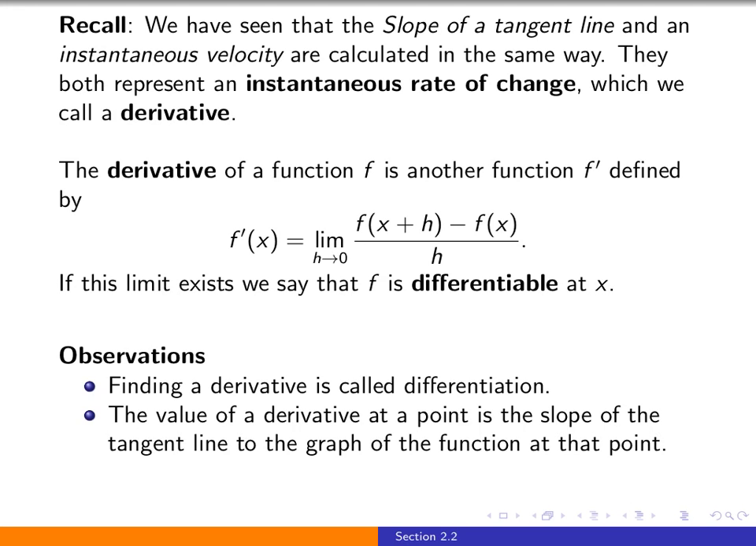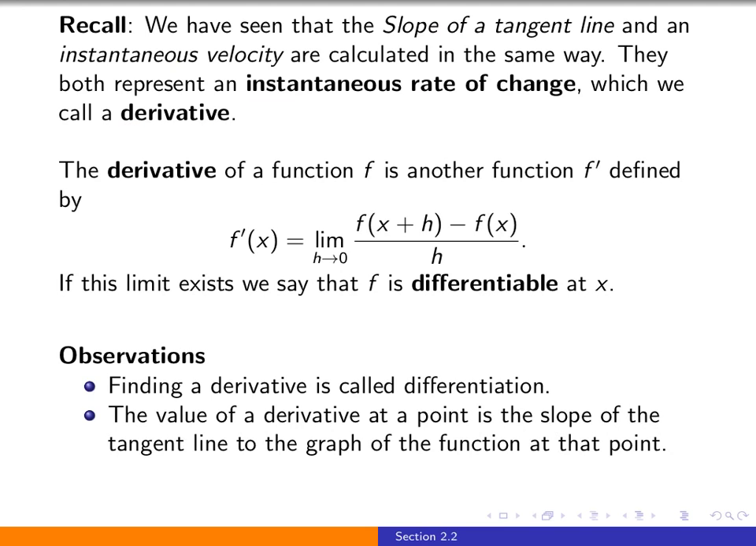In this video, we will introduce the concept of the derivative. But first, let's recall an important fact that we've seen in previous videos. The slope of a tangent line to a curve at a point and an instantaneous velocity are both calculated in the same exact way. And the reason is, they both represent what we might think of as being just an instantaneous rate of change, something which from now on we will call a derivative.